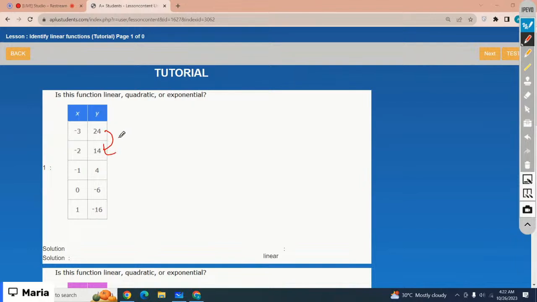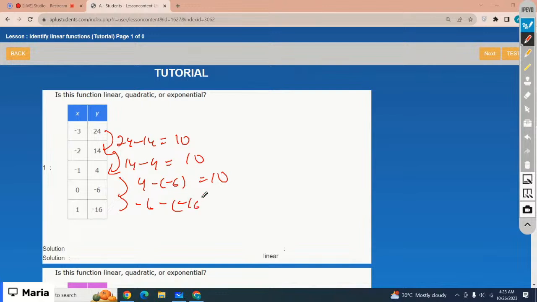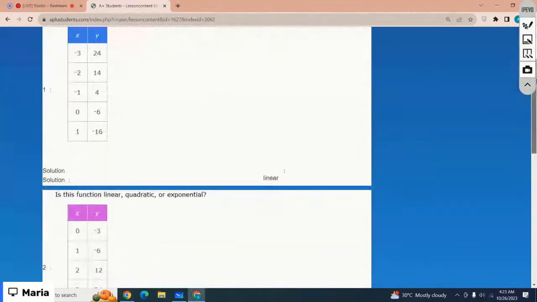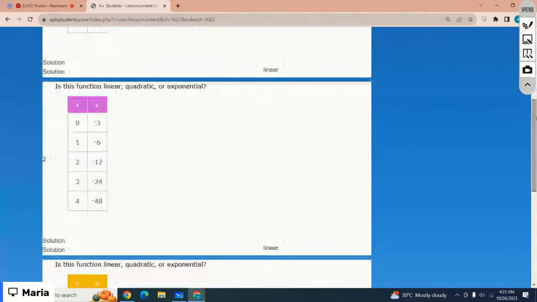First difference means you need to calculate 24 minus 14, that is 10, right? Then you have 14 minus 4, that is 10. Then 4 minus negative 6, that would be 10. Then negative 6 minus negative 16, that would be 10. So you can see the first difference is common, right? That means that is the linear function. The correct option is linear. So keep this very important point in your mind. If the first difference is constant, the function is linear. If the second difference is constant, the function is quadratic, right?